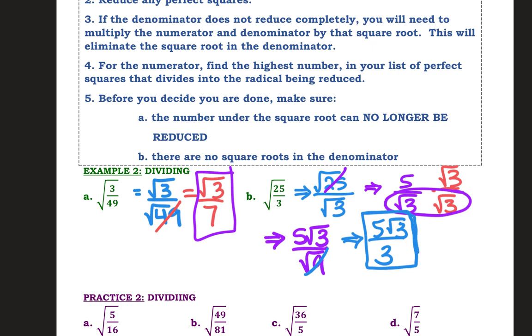Now, the shortcut is here. You know you're multiplying it to itself to eliminate the square root. So y'all really don't need to show this step. If you know what's happening here, y'all can just go straight to converting it to that whole number. Because that was the whole point of us multiplying it to itself, to convert it to the whole number.